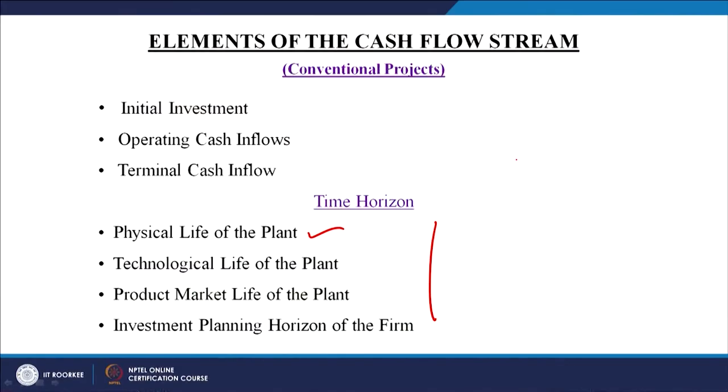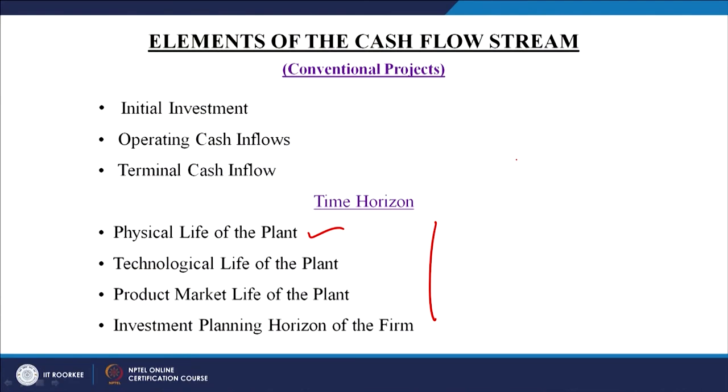So, it can be one basis, the product market life, because physically the plant is existing, is having a good life also, technologically also it is good, but for the product coming out of it, there is no demand. So, automatically you would see that the time horizon can be one important consideration, maybe the product market life. And third, fourth can be the investment planning horizon of the firm.